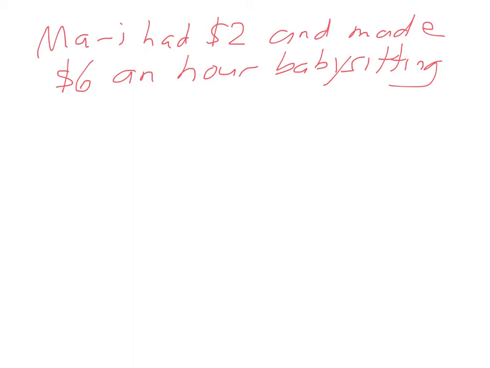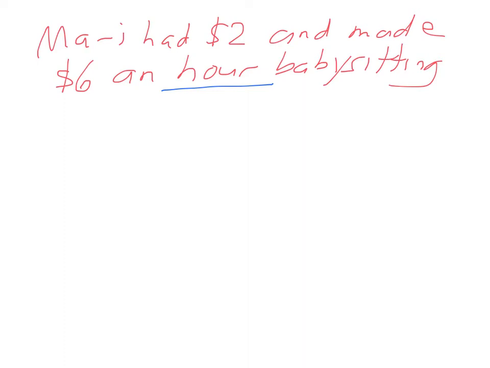Okay, so coming back to it, what does this mean? She had $2 and made $6 an hour babysitting. So whatever she made babysitting, she had $2 more than that, at $6 per hour. What's the unknown? Well, the unknown in this case is, how many hours did she babysit? We don't know that information, so we can't really figure out how much money she made babysitting right away.